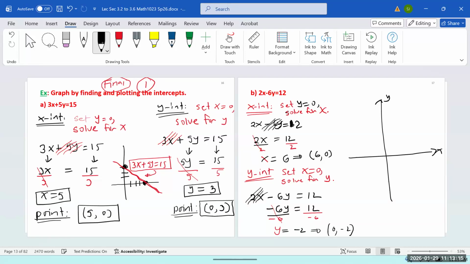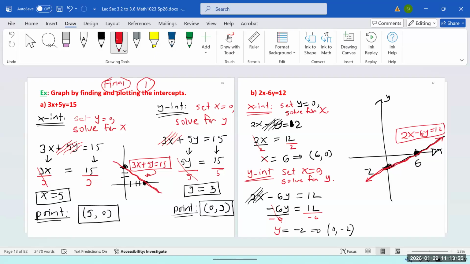So what do I plot on the x-axis? 6. You can randomly just pick a number 6. You don't have to count every single thing. Okay, and on the y? So is -2 above the x-axis or below the x-axis? Below. So let's say this is -2. And then all you have to do is connect with a straight line. So this line is 2x minus 6y equals 12.